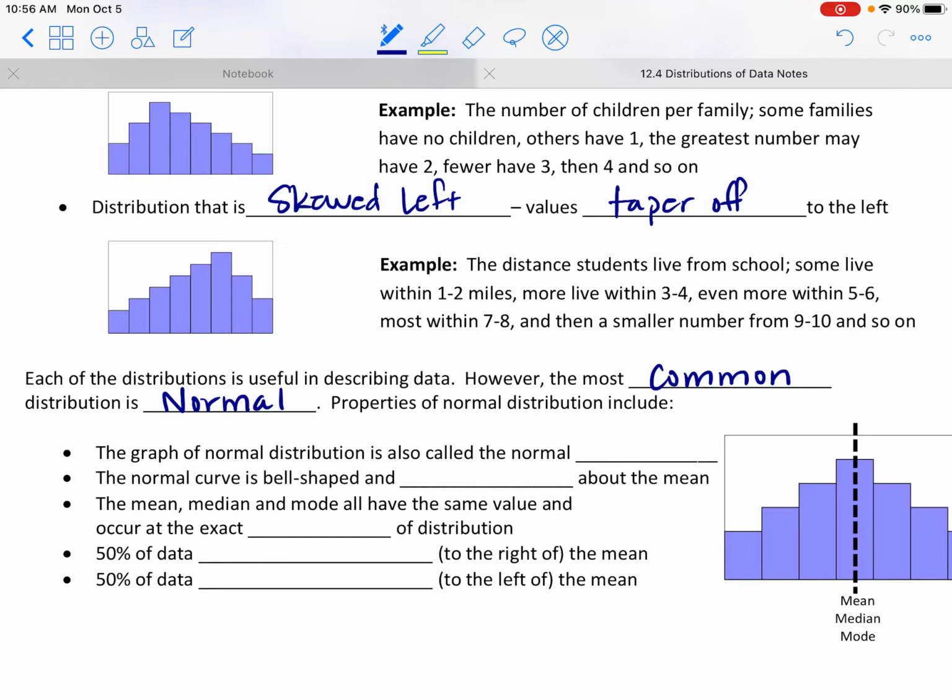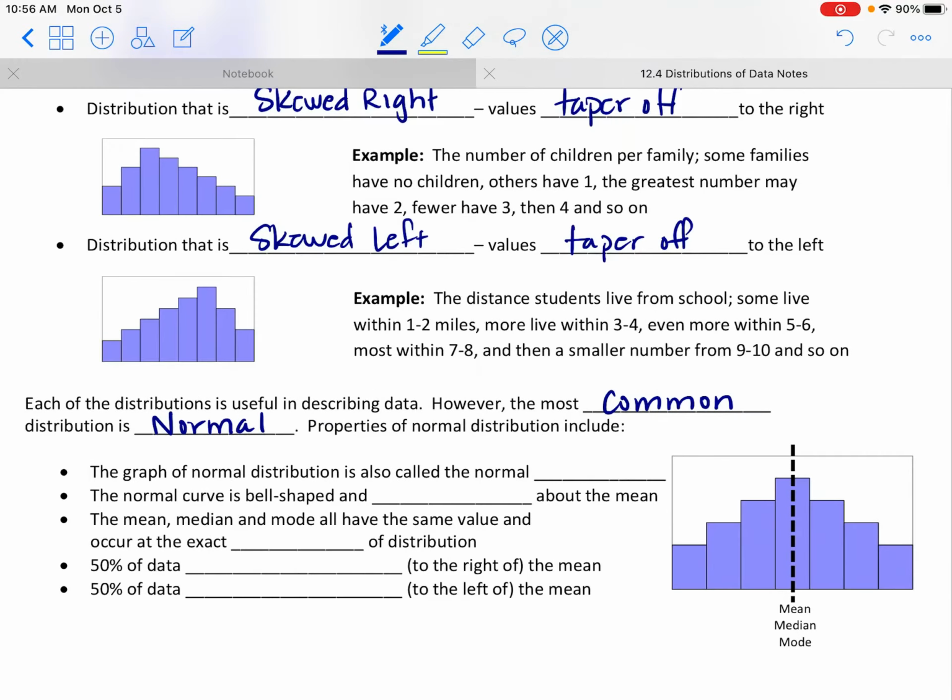In normal distribution, we have a graph that looks like the one that we're seeing here. The graph for the normal distribution is sometimes called the normal curve. Remember, we could make a line graph out of this data instead of a bar graph if we wanted to. So sometimes you'll see a normal curve there instead of the normal bar graph. And sometimes it's called a bell curve because it has this bell shape. Okay, so there's your normal curve, your normal distribution, your normal bar graph.